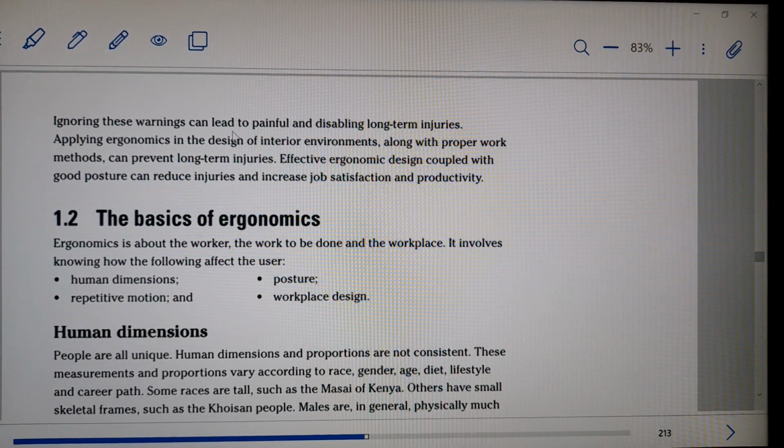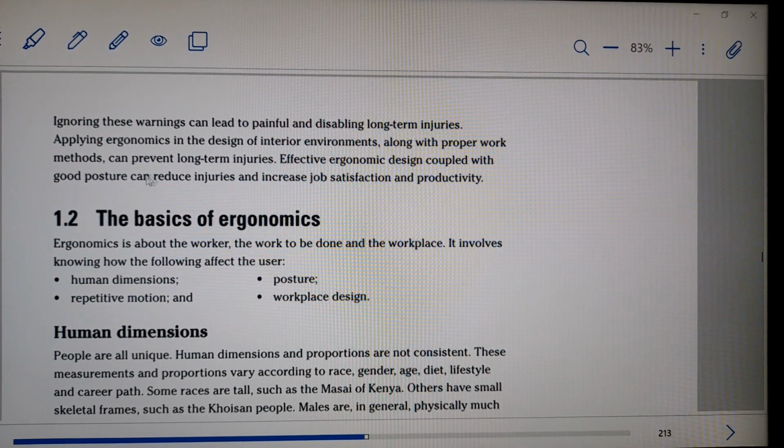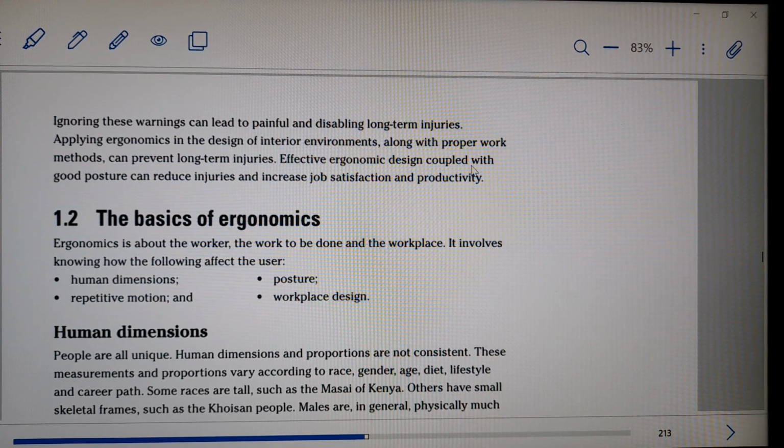Ignoring these warnings can lead to painful and disabling long-term injuries. Applying ergonomics in the design of interior environments, along with proper work methods, can prevent long-term injuries. Effective ergonomic design coupled with good posture can reduce injuries and increase job satisfaction and productivity.